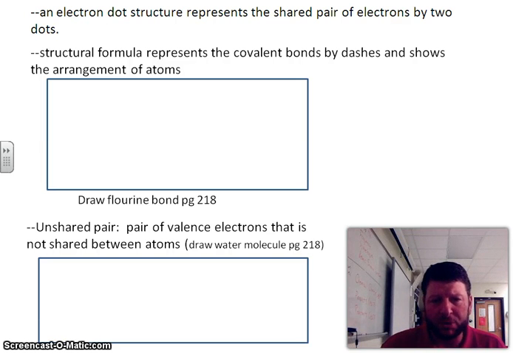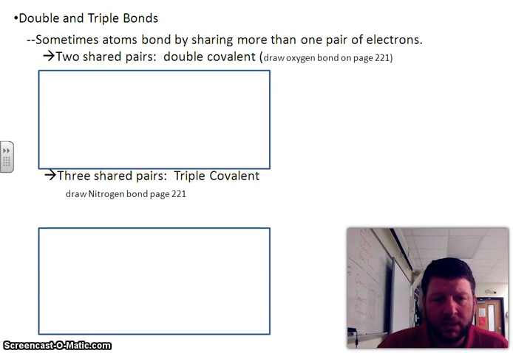Okay. At this point, would you please draw the water molecule at the bottom of page 218? Again, you do not have to draw the circular model if you do not wish to. Okay, now every once in a while you will get something that is called a double and a triple bond. And what this states is that, look, 1 electron contributed from each atom is not going to be enough. There are times when atoms will bond by sharing more than one pair of electrons. This is called a double or a triple covalent bond.